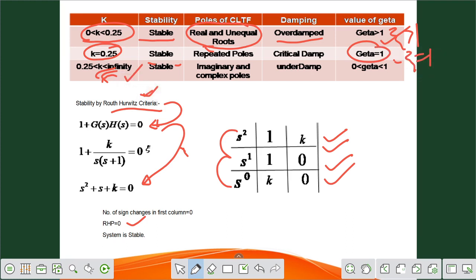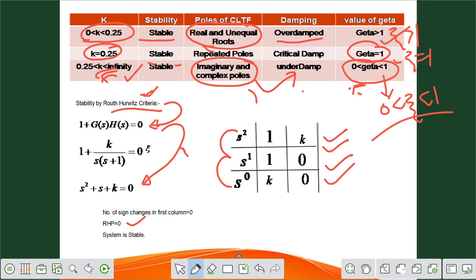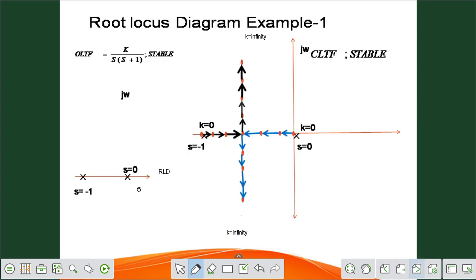If the k value varies from 0.25 to infinity, the system is stable again, where I found imaginary and complex poles. The damping is underdamping. How will the value vary? The zeta value will vary from 0 to 1. This is basic. I have already explained it to you.